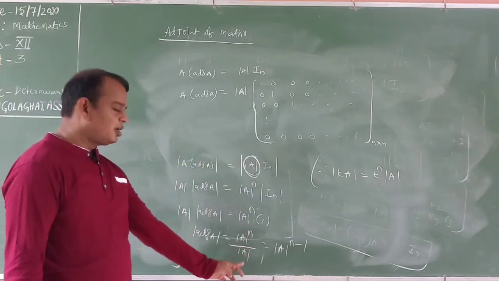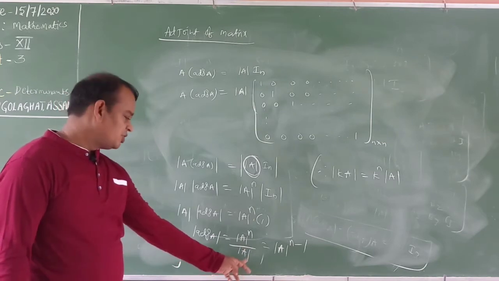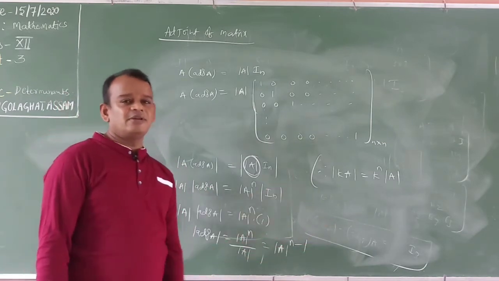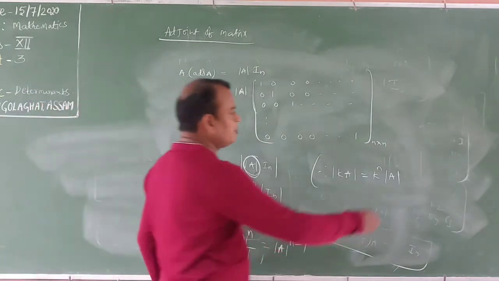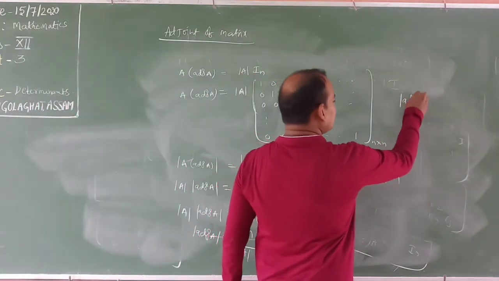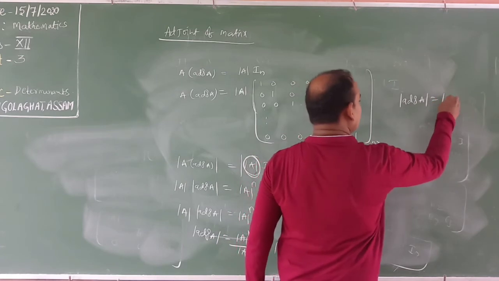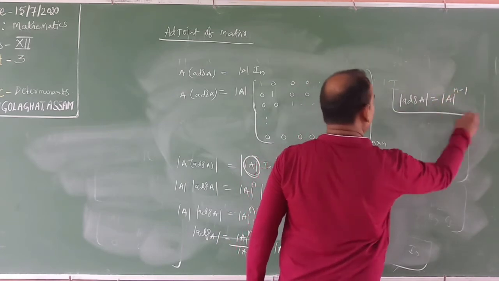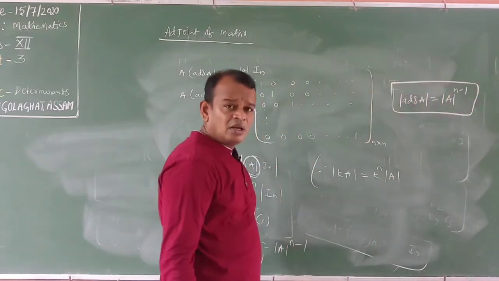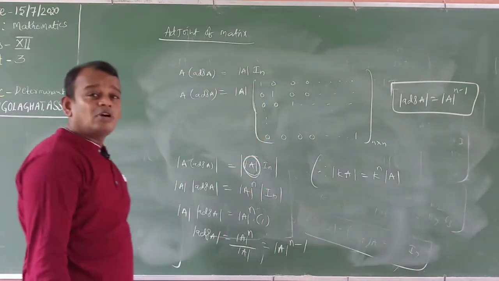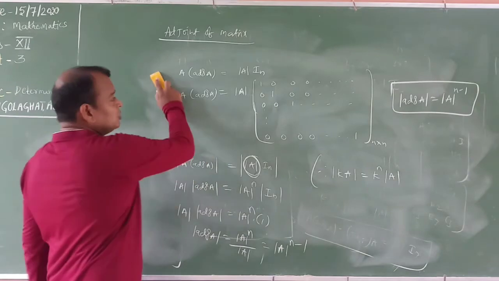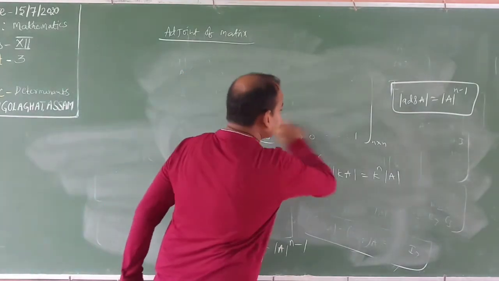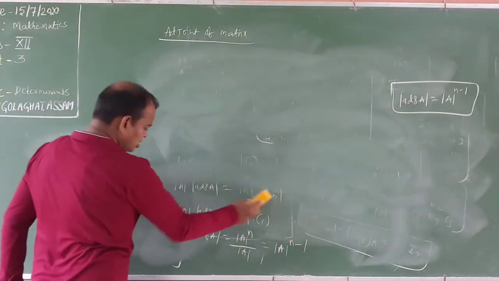That is important. It is a very important formula: the determinant of adjoint of A is equal to det A power n minus 1, where n is the order. What type of questions are asked in the examination point of view? Understand? Okay. Now, what is the question?